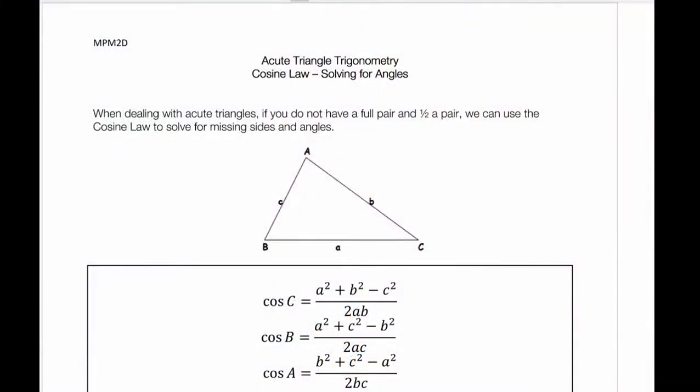In today's note, we're going to continue to focus on acute triangle trigonometry, again with the focus on cosine law, specifically for solving for angles. So in the last lesson we looked at cosine law for solving for side lengths, and now we're going to look at solving for angles. The same kind of applies when we're dealing with acute triangles.